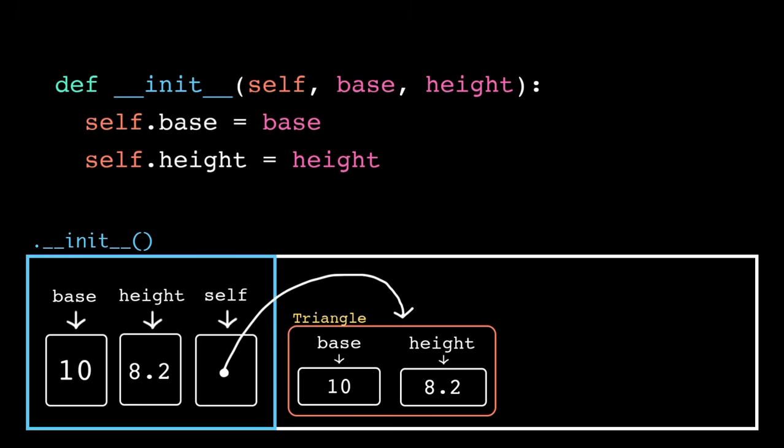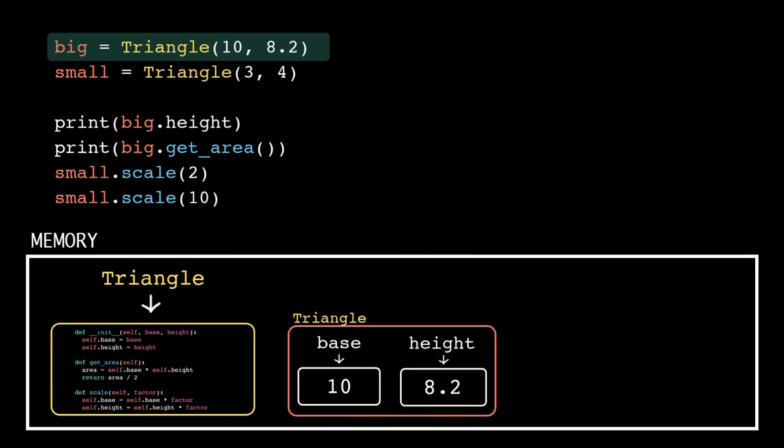Then we're at the end of the method, so the method call exits, popping off that temporary stack frame, and returning execution to where we left off in the program. Then to finish off our assignment statement, we attach the name big to that object in memory.